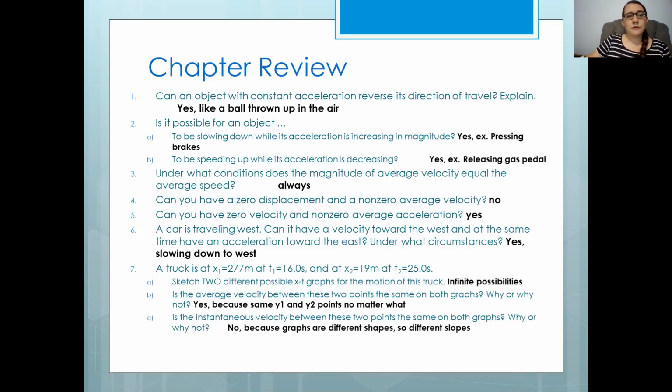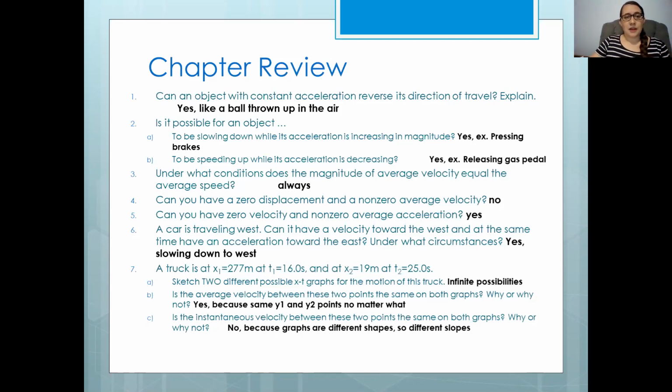Number 2, is it possible for an object to be slowing down while its acceleration is increasing in magnitude? Yes. That would be, for example, pushing the brakes in your car. You're traveling forward. Once you start pushing the brakes, your acceleration is backwards. It's slowing you down. So the more you push on the brakes, the bigger that acceleration or deceleration is. But that makes you slow down because your velocity and the acceleration are in opposite directions.